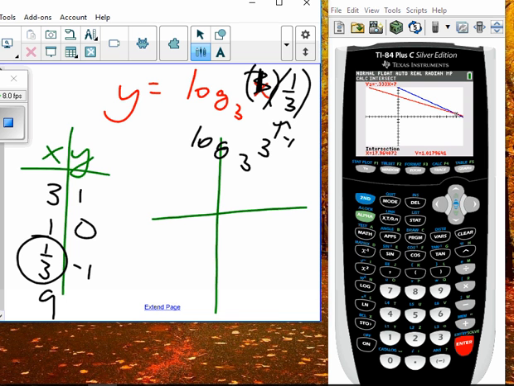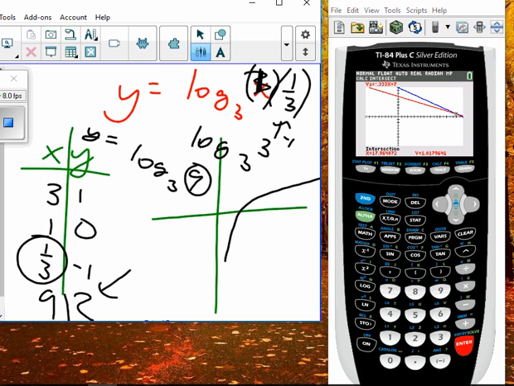All right, and the last one, if I stick in a 9 right here, it's log base 3 of 9. I hope you know that pattern. If that's 3 squared, then the answer must have been 2. All right, and then when you graph them, they look something like that. Okay, so that's graphing logs. That was a very good question.